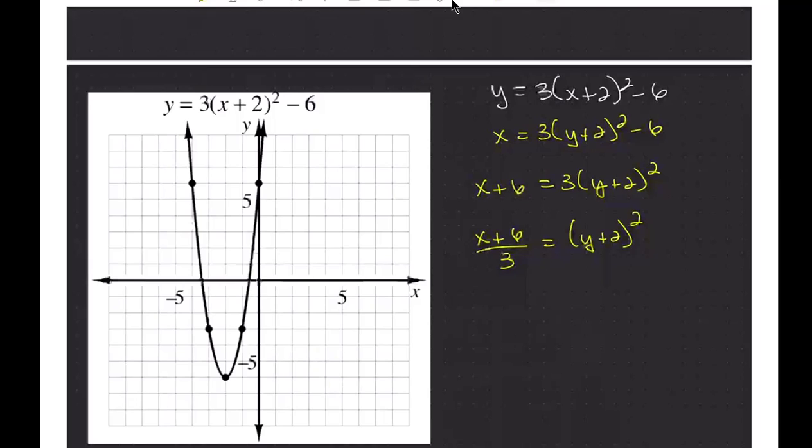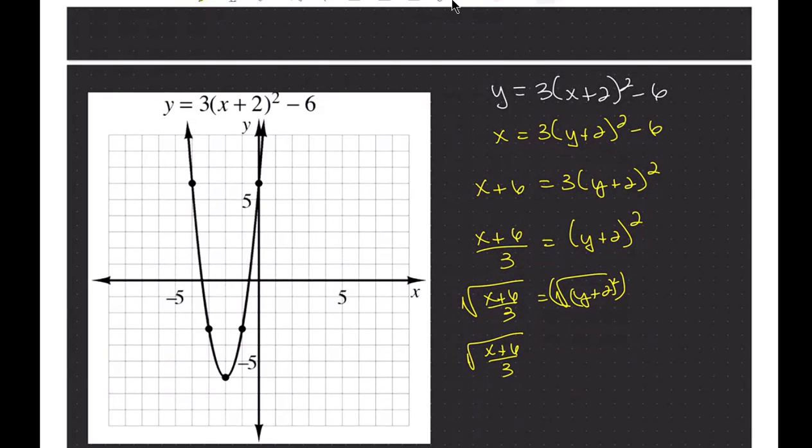And then I'm going to take the square root of both sides. Oops, I screwed that up. So now we got the square root of (x plus 6) over 3 equals y plus 2. Then I'm going to subtract 2, and then I got the square root of (x plus 6) over 3 minus 2 equals y. Right? Now I need you guys to plot some of those points off of there. You know, pick an x, plug it in, get an answer, figure out the y.